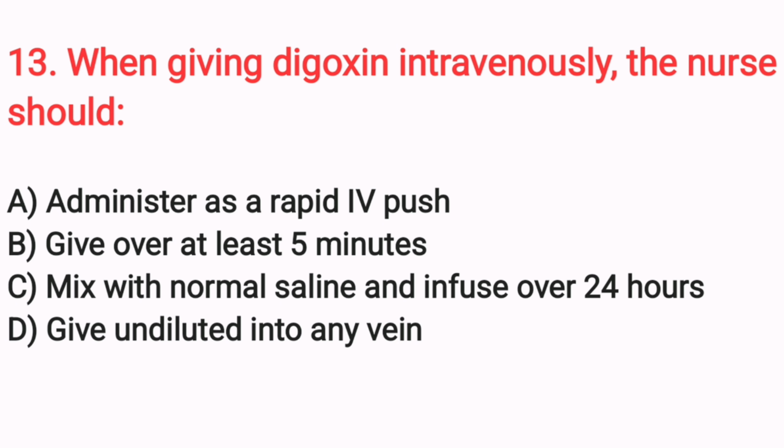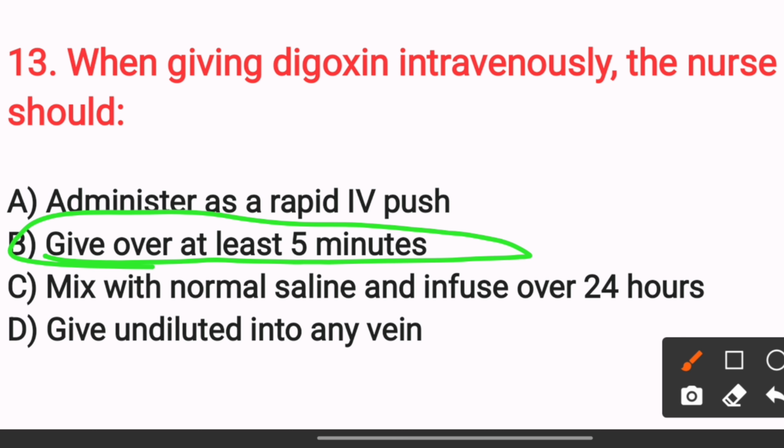Next, when giving digoxin intravenously, the nurse should: option A, administer as a rapid IV push. Option B, give over at least 5 minutes. Option C, mix with normal saline and infuse over 24 hours. Option D, give undiluted into any vein. The answer is option B, give over at least 5 minutes, because rapid IV push can cause arrhythmias; slow administration is safer. So the answer is option B.